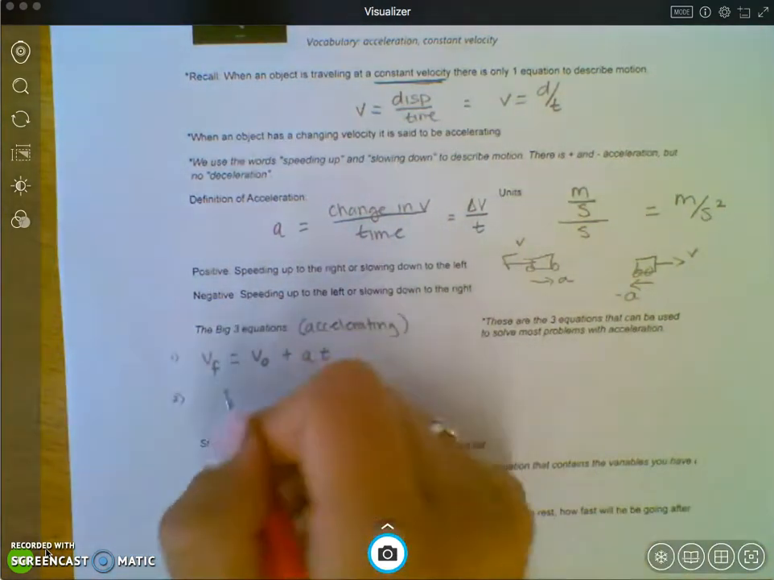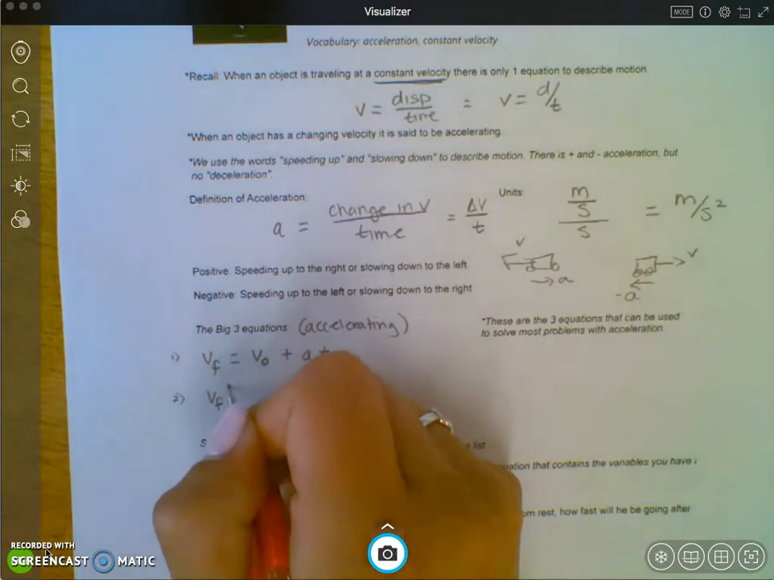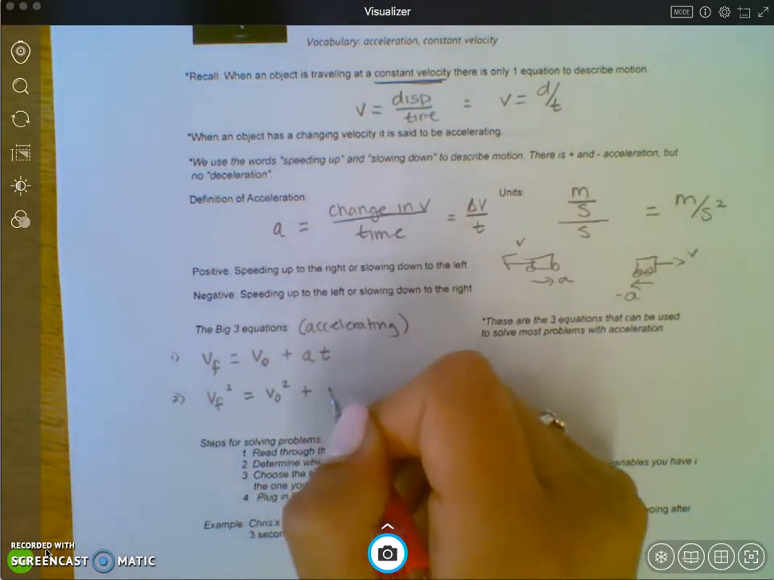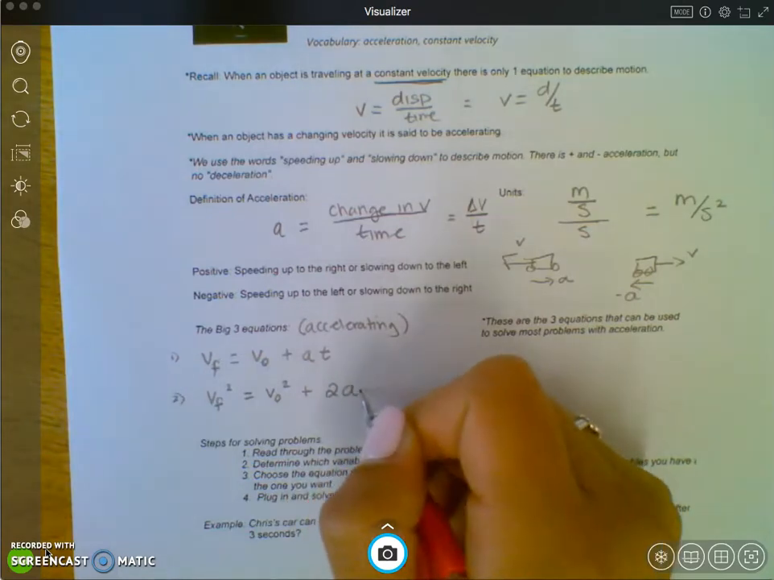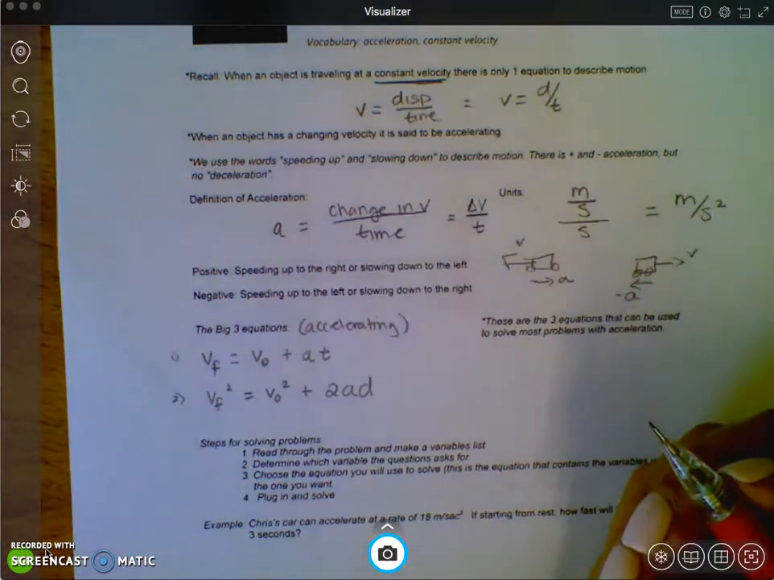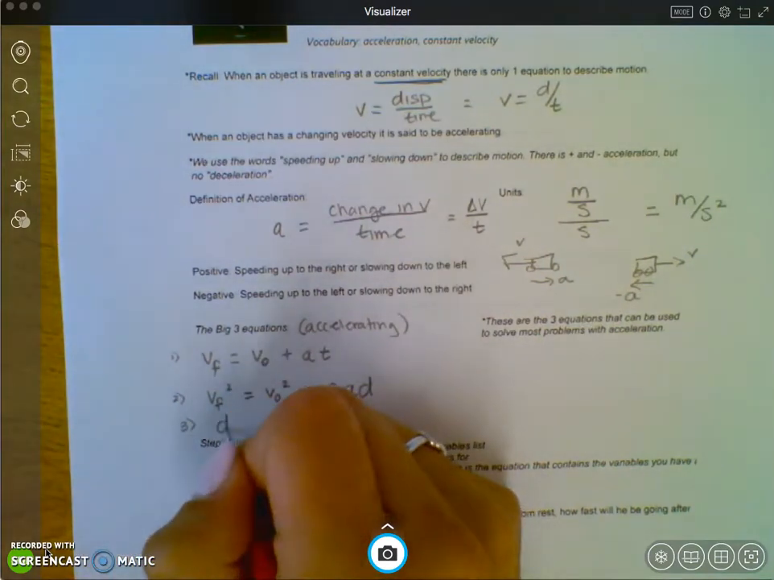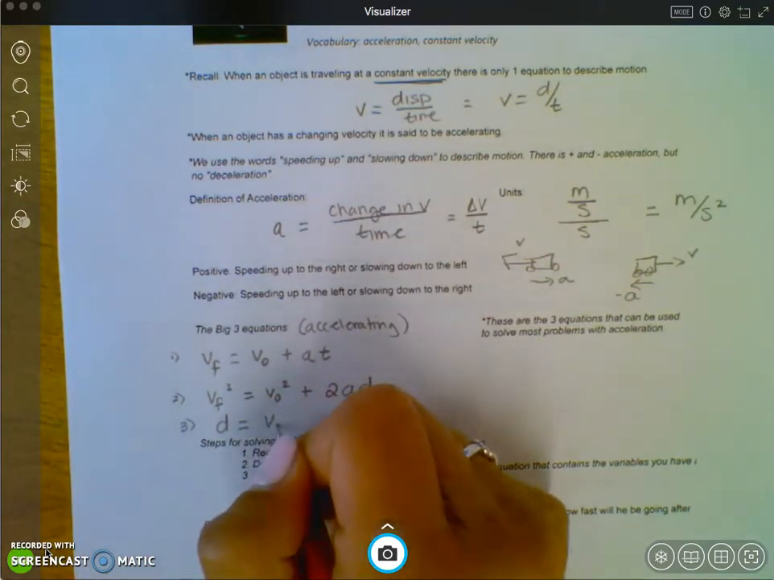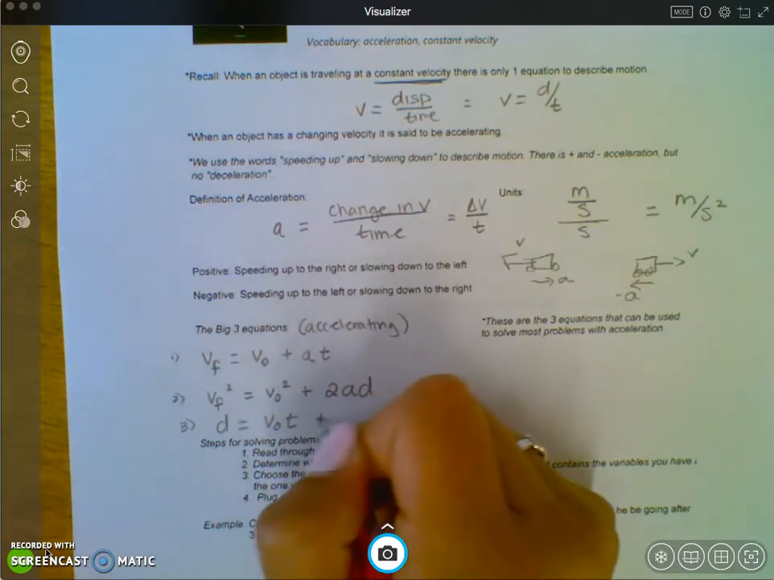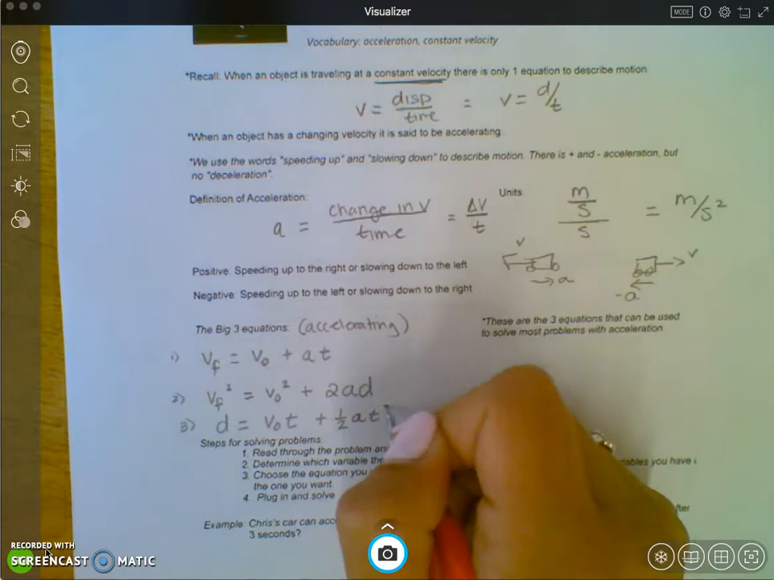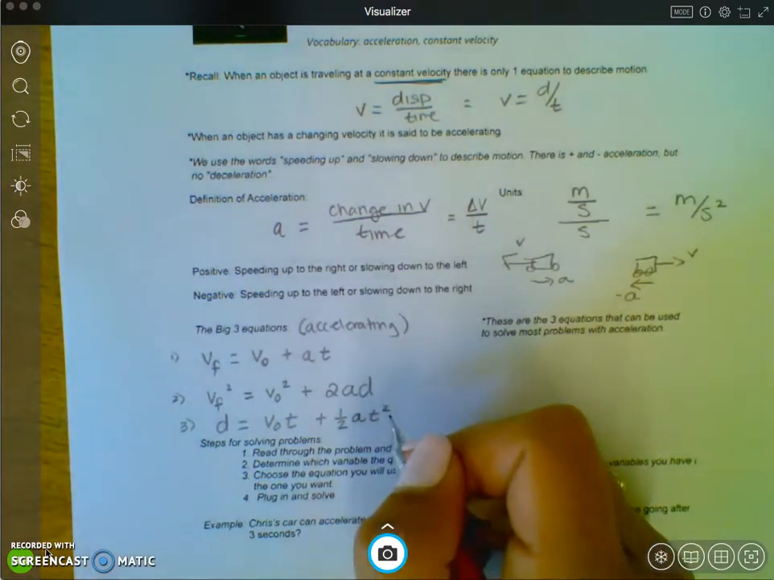Second one is final velocity squared equals initial velocity squared plus 2 times a times displacement. And the third is displacement equals v initial times t plus 1/2 acceleration times t squared. Just the t is squared.